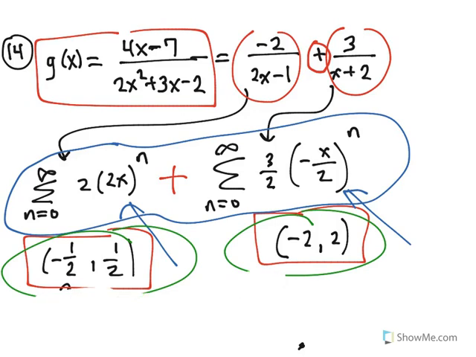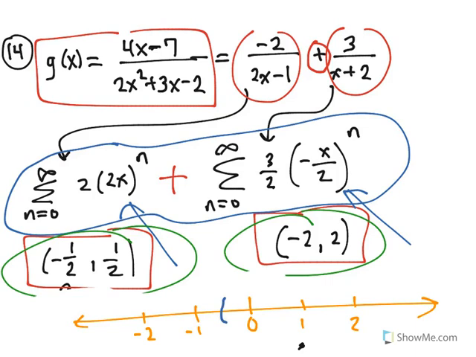So let's go ahead and take a look at what we mean by that. The easiest way to understand that is to draw a number line. So here we have a number line. Here we have 0. And let's say this is -1, and this is +1. This is -2, and this is +2. And from negative 1/2 to positive 1/2, that would be over here. And from negative 2 to positive 2, that would be over here. So what is the interval where we have the intersection of these two intervals?